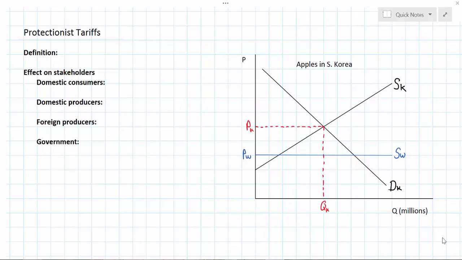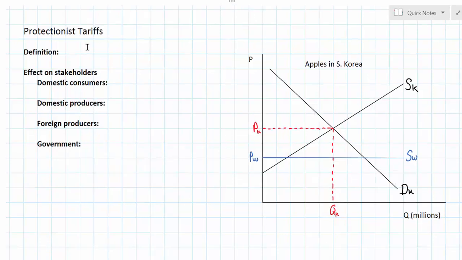In this lesson, I'm going to talk about protectionist tariffs. We're going to define a protectionist tariff, and we're going to illustrate the effect of a protectionist tariff on the market for a particular good. We'll also evaluate the effect of a protectionist tariff by looking at the effect that a protectionist tariff has on domestic consumers, domestic producers, foreign producers, and the government.